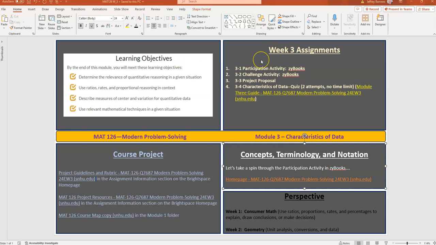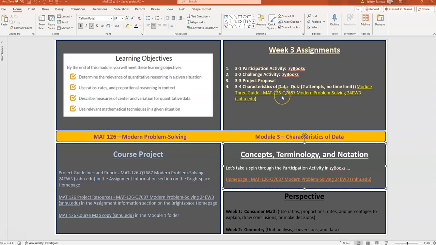Over here on the top right-hand corner, the assignments for week three. Again, participation activity and challenge activity in zyBooks. Project proposal, we'll talk about that again in the bottom left, as we have for the first couple of weeks. And in this spirit of data, the quiz for this week will focus on characteristics of data.